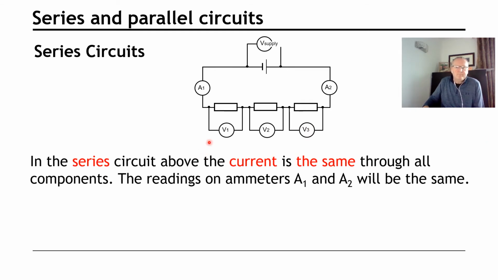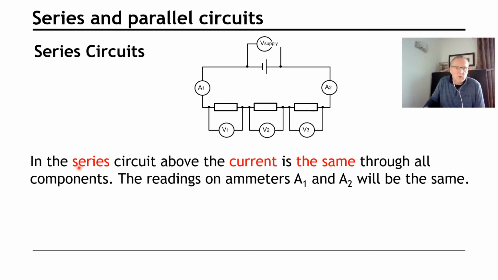If you imagine the current or electrons leaving the negative terminal of the cell, because there's only one path, all of the electrons will travel through that ammeter, through that resistor, that resistor, that resistor, and they'll all travel through that ammeter as well.